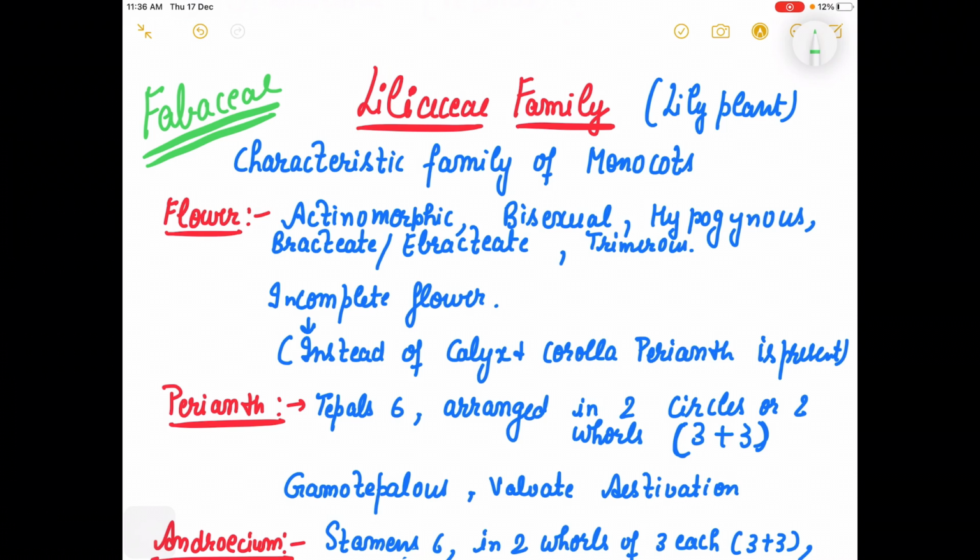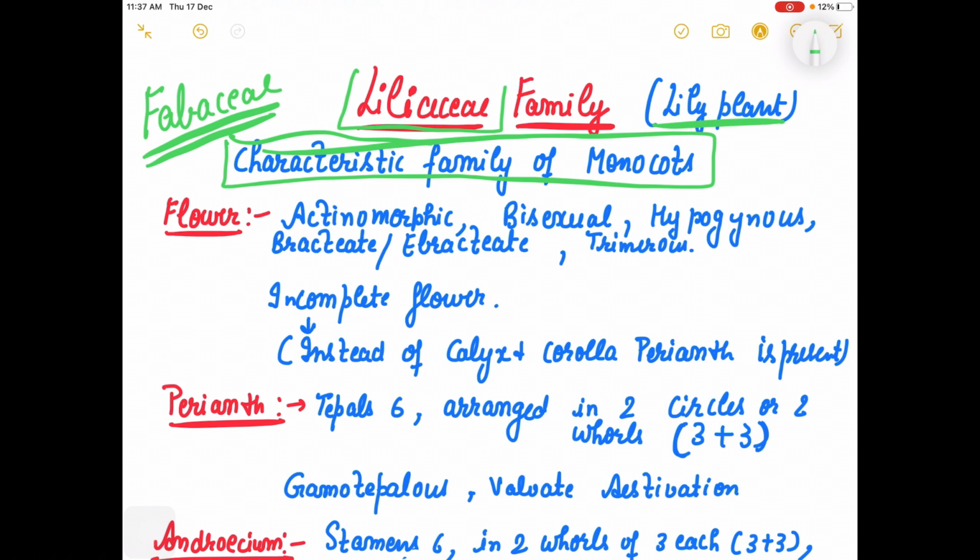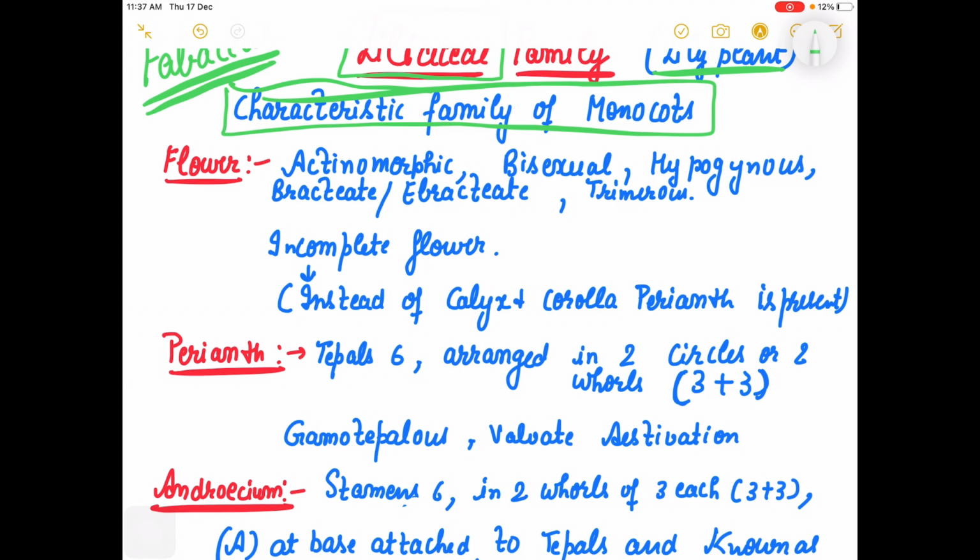Okay, Liliaceae family, commonly known as the lily plant, and this is a characteristic family of monocots. That is the major family of monocots, and this is known as the Liliaceae family. Let's talk about its flower. Again, actinomorphic, bisexual, hypogynous flower, bracteate or ebracteate. Now trimerous, so it means mostly the things will be 3 or multiples of 3.